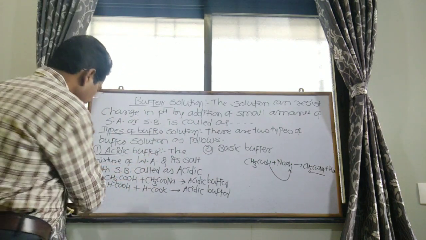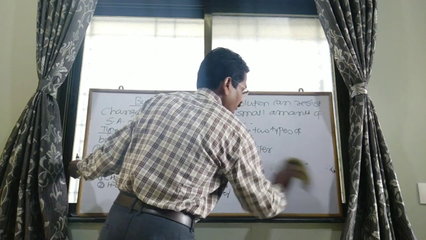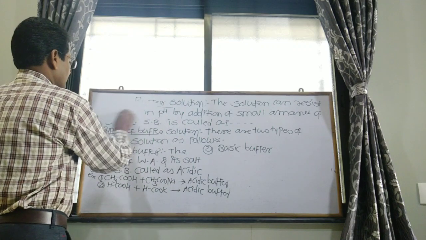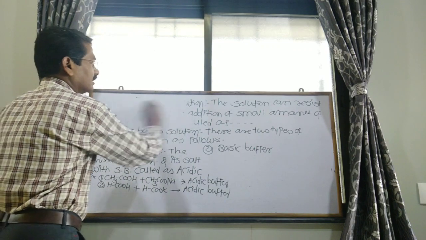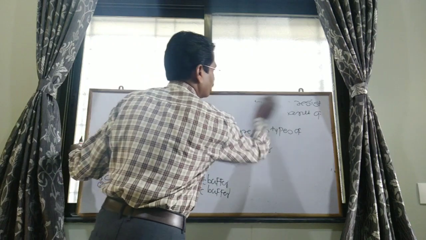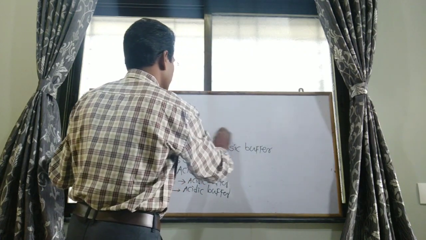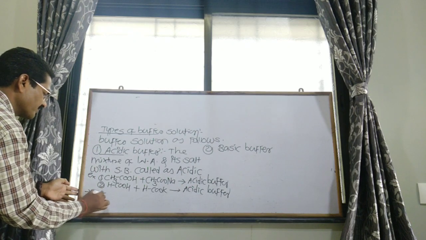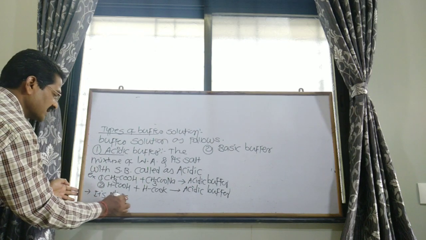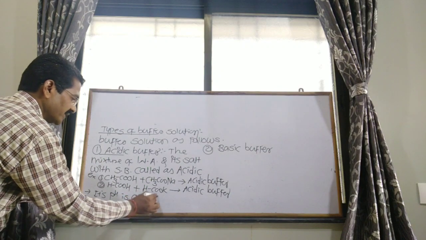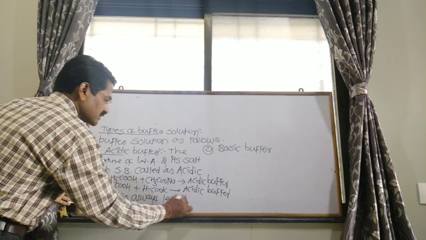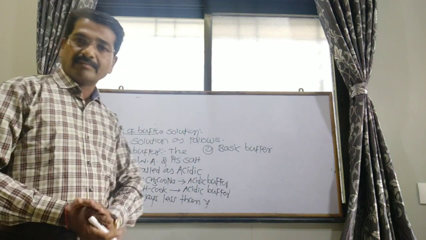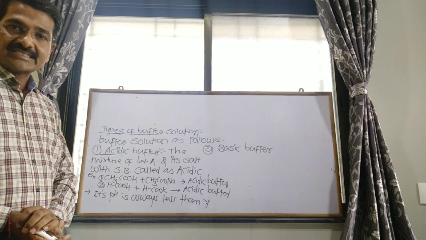This acidic buffer has a pH less than 7. Understand that point? The acidic buffer always has a pH that is less than 7. The pH of acidic buffer is always less than 7.